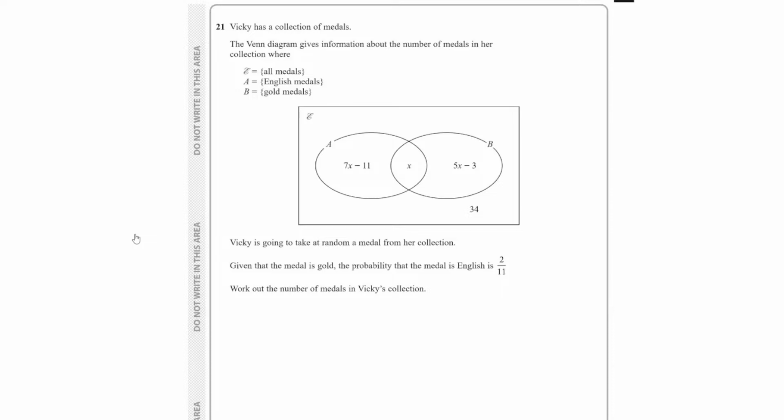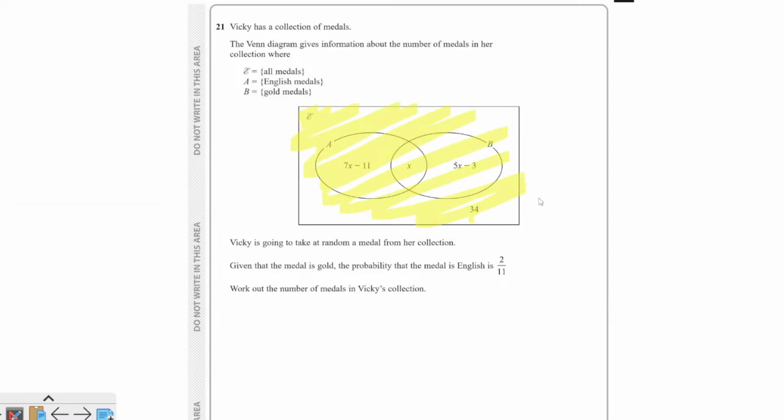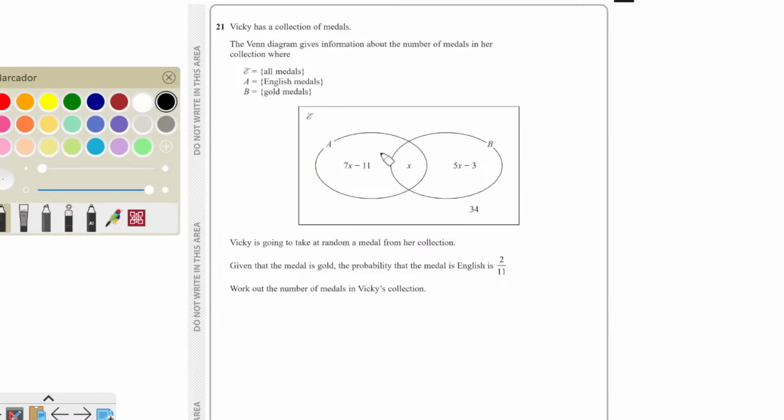The Venn diagram gives information about the number of medals in her collection, where, now this little squiggly kind of E shape means the universal set, as in the words literally universal set, and what that means is just the whole Venn diagram. If I can highlight it. It just means the contents of the whole Venn diagram, including what's in the circles, what's outside. It just basically represents the whole Venn diagram. So in this case, what they're saying is the universal set, or the whole Venn diagram, is all of her medals, basically. All of her medals will go either in A, B, or both, or on the outside.